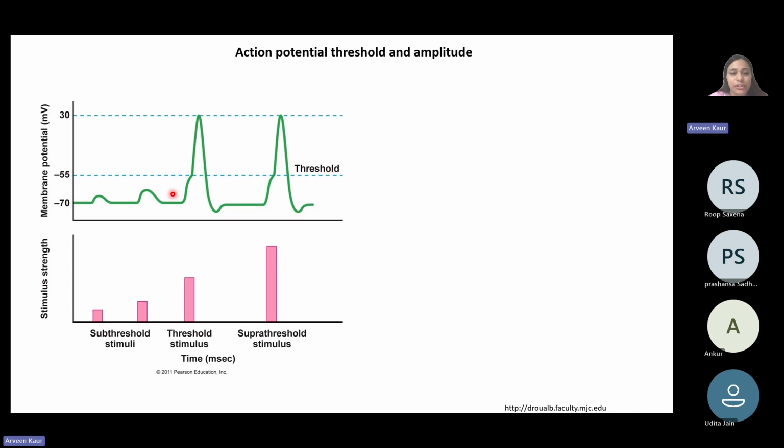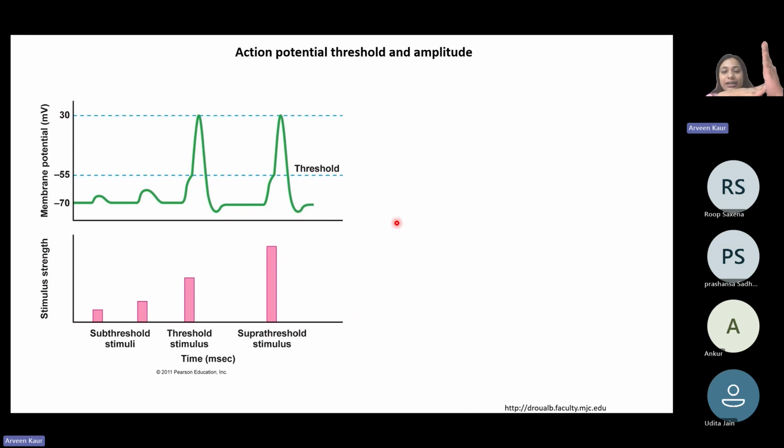The threshold might differ from cell to cell and neuron to neuron. Now, what is the threshold? If the stimulus strength is sub-threshold, meaning it will not cross the threshold, we will only see electrotonic potentials. If it reaches the threshold, then it will give an action potential. Even if the stimulus is almost double what was required, it will not give double the peak. It will still give the same peak, so it is an all-or-none phenomenon. Either it will give a peak or it will not.